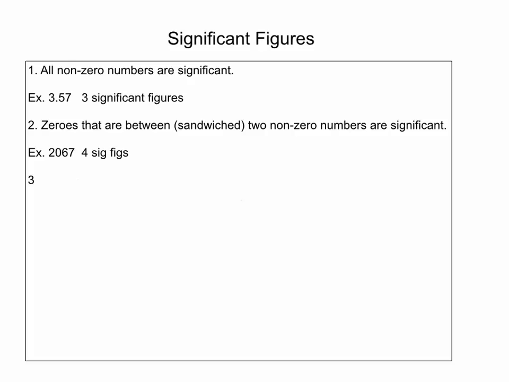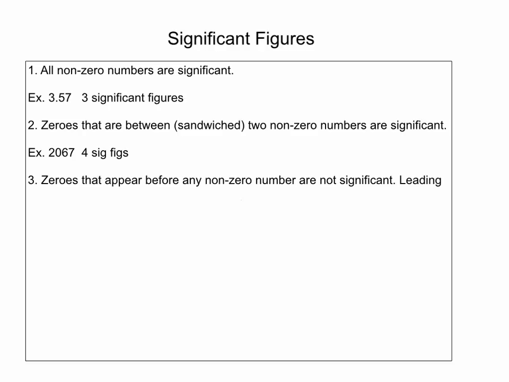Rule number 3 is zeros that appear before any non-zero number are not significant, meaning they are not part of the numbers that were measured. These are also known as leading zeros, and these are not significant.